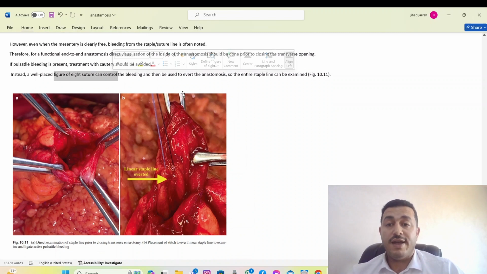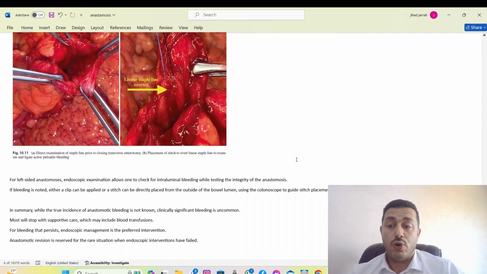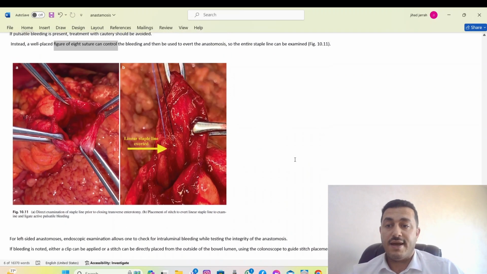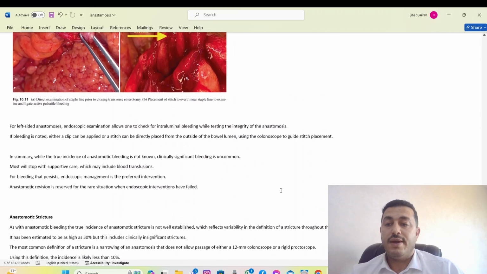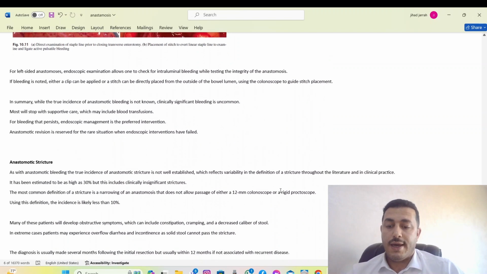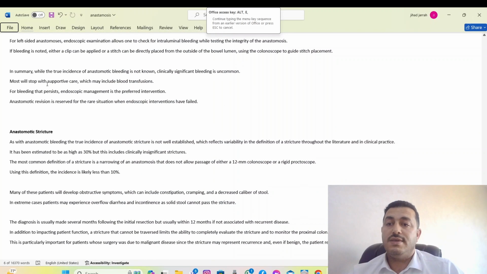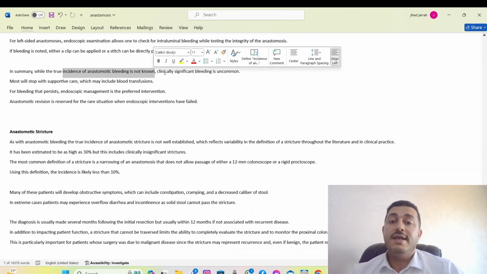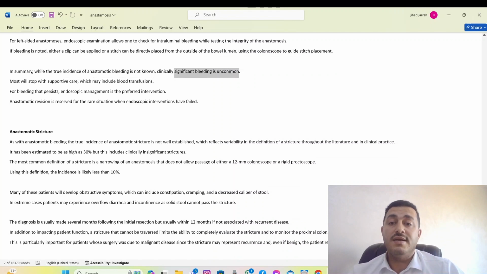Use figure of 8 to suture and control the bleeding, as I do here. Okay, in summary, as you see here, the true incidence of anastomotic bleeding is not known. Clinically significant bleeding is uncommon.